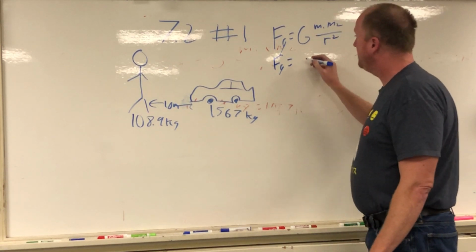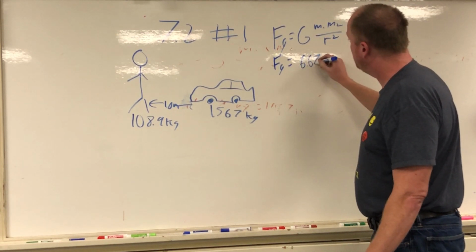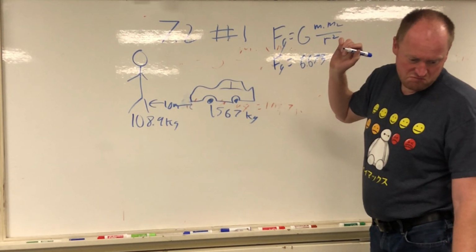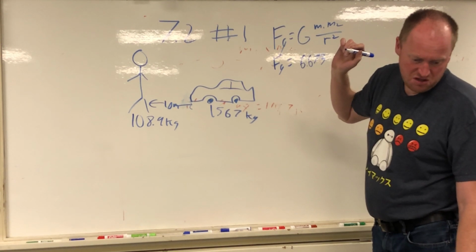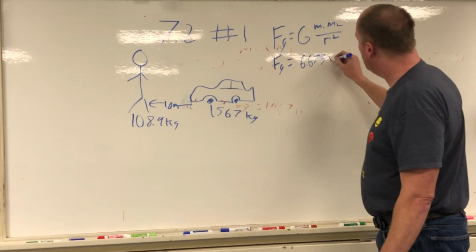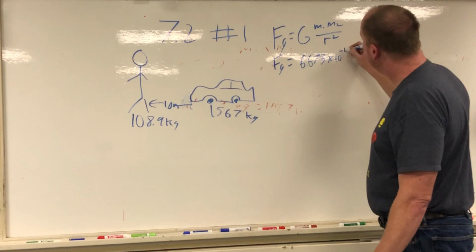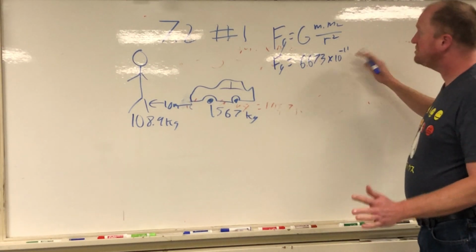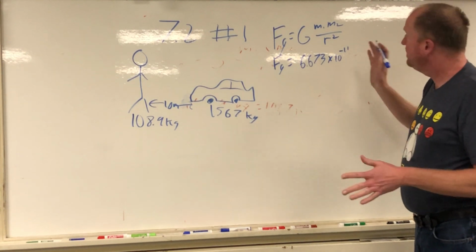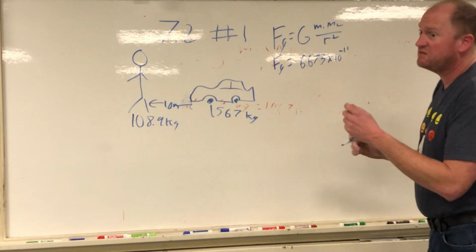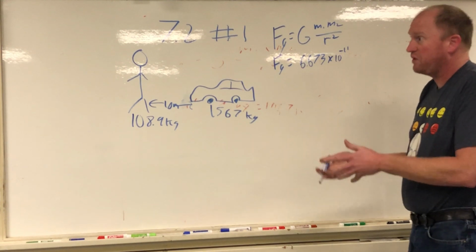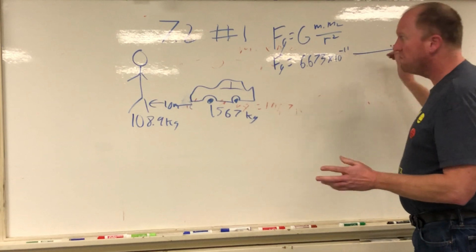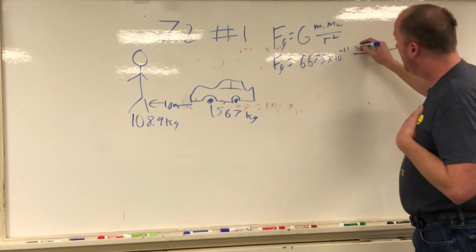So, the force of gravity is equal to big G. Now, big G is 6.673. I think it's 3. Yes, it is. Times 10 to the negative 11. Now, notice this is in scientific notation. I would highly recommend for these gravitational problems, you tend to have usually really big, really tiny numbers. Please use scientific notation.